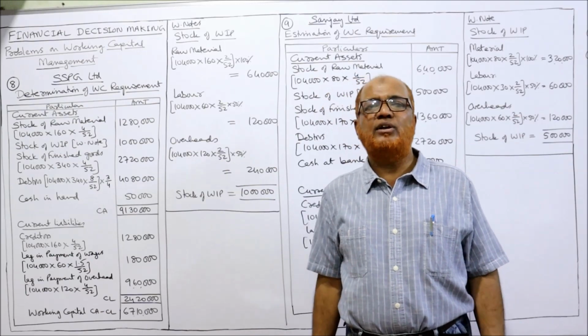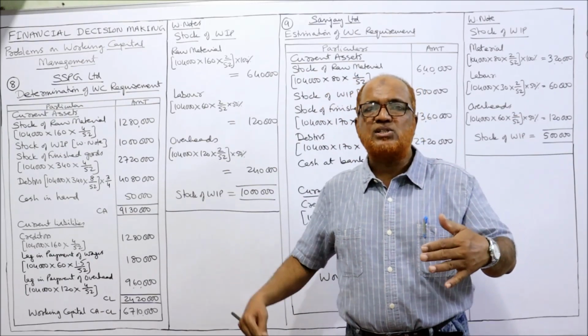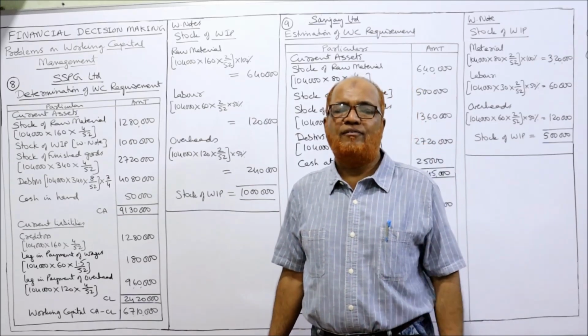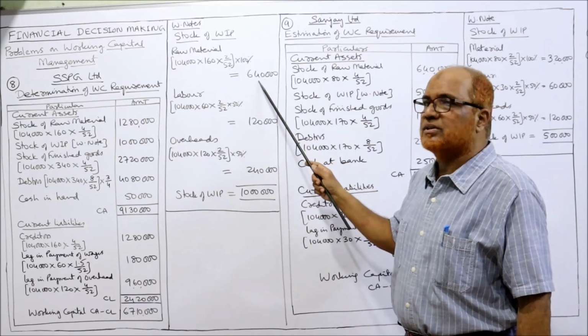Why am I taking 2 by 52? It is given half a month. The work is in process for half a month. Half month means 2 weeks, 1 month means 4 weeks. So 2 by 52 into 100%.